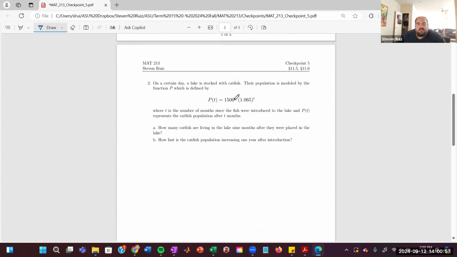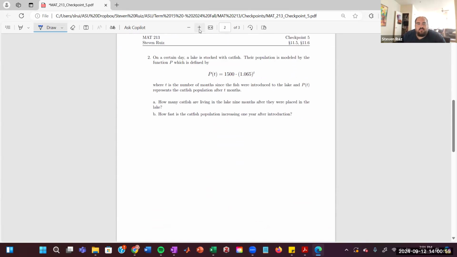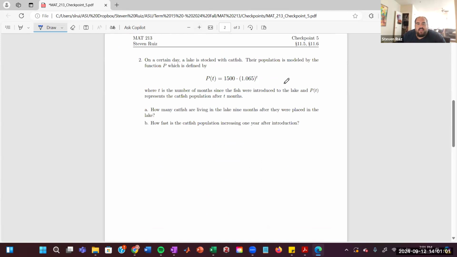Moving on to question 2. We have a function here that describes how many catfish live in a lake after it gets stocked, after a population of fish gets introduced to this lake. P stands for the number of fish that are in this lake t months after the lake was stocked. So part A: how many catfish are living in the lake 9 months after they were placed in the lake?